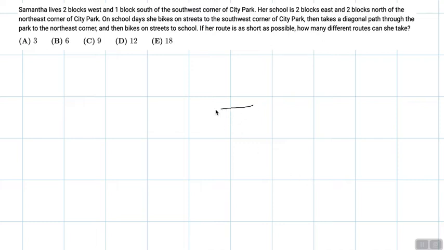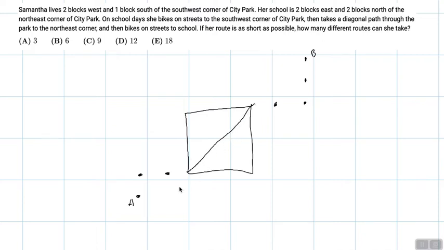So if we have City Park, say it's right here, and so she lives, say 2 blocks west and 1 block south. So say she starts at point A here. Then her school is 2 blocks east and 2 blocks north. So she's going to B. And once she gets here, she's always just going across the park.